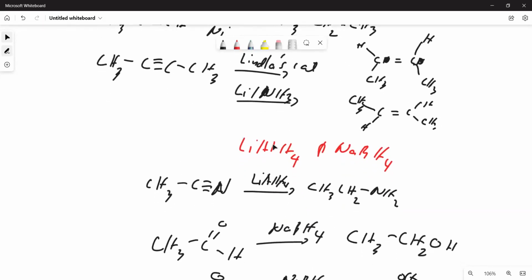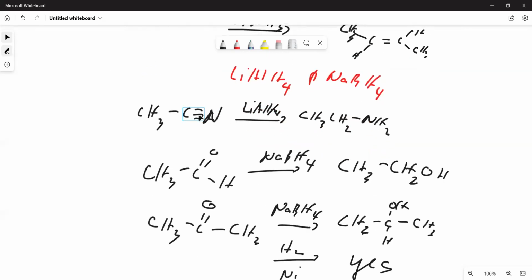Now, what other reducing agents? 2 other reducing agents are used in organic reaction. You have what you call lithium aluminum hydride and sodium borohydride. The reducing agent here, class, is hydride. And they are used to reduce polar groups like cyanide. They cannot reduce non-polar groups like alkenes and alkynes. So take note, lithium aluminum hydride and sodium borohydride cannot reduce alkenes and alkynes, but they can reduce polar groups like cyanide.